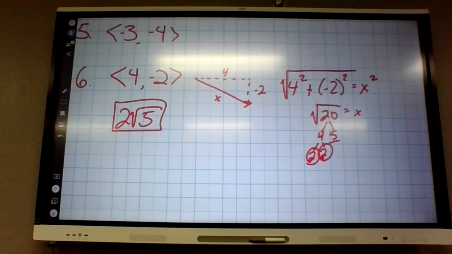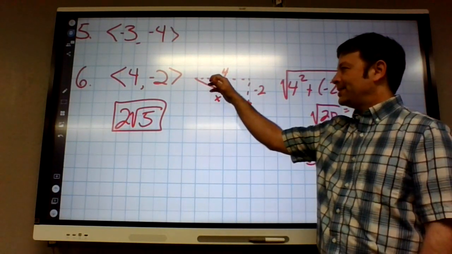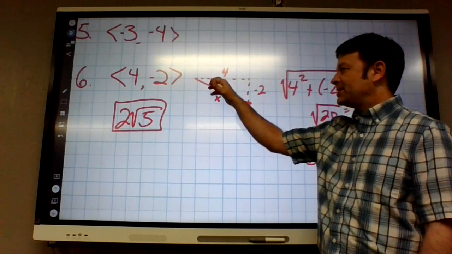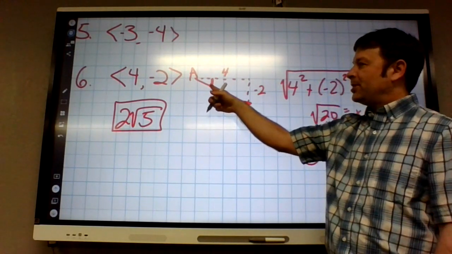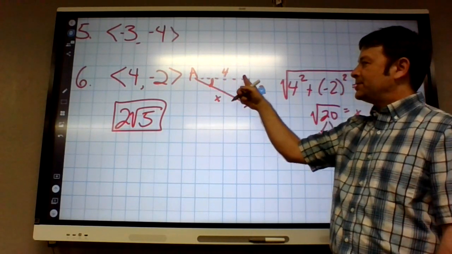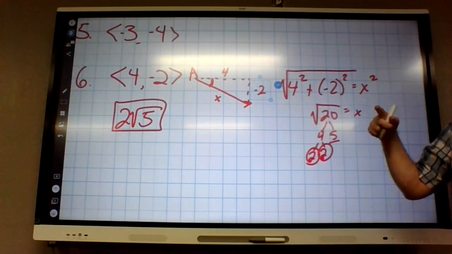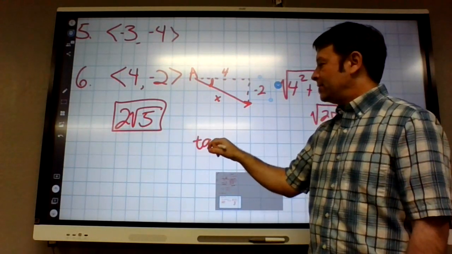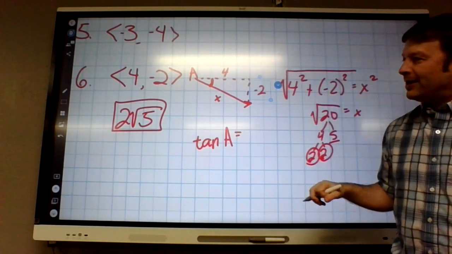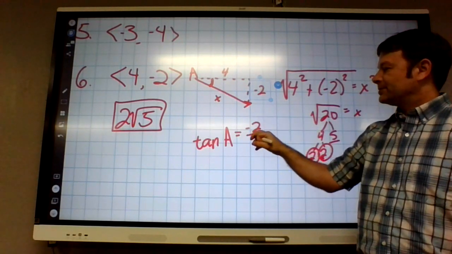Okay, the second question is, what's the direction? How are we going to find the direction? The inverse thing. Yes, that's how we did it. This angle right here is what they need. So we're going to use trig for this part. Relative to this angle, what two sides do we have? Adjacent and opposite, which is tangent. That's going to happen every time on the direction: it's going to be tangent. So tangent of angle A equals opposite, negative 2, over adjacent, 4.